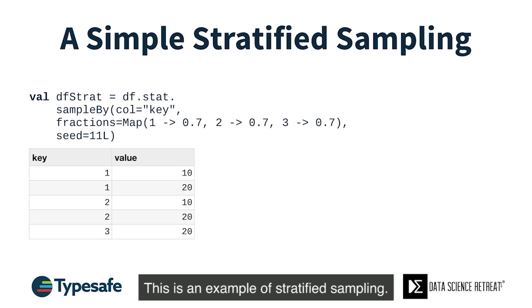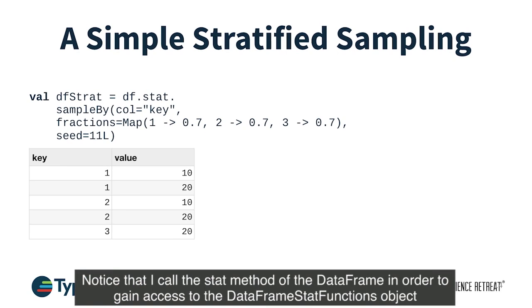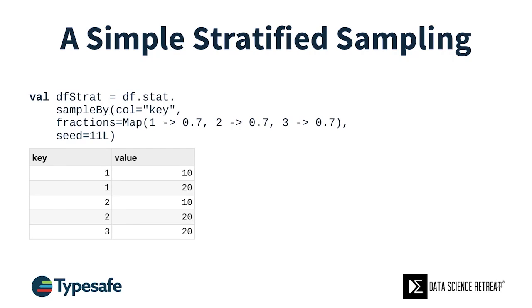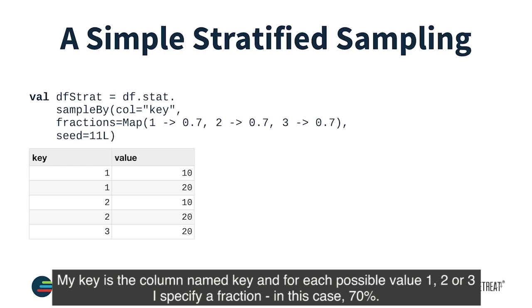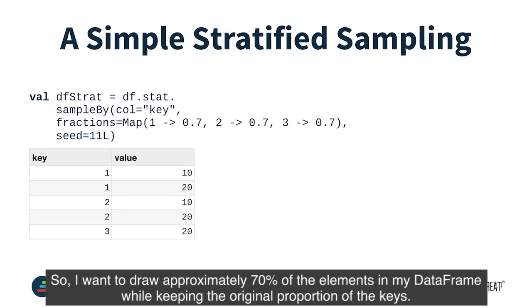This is an example of stratified sampling. Again, I use the same data frame with 7 key value pairs. Notice that I call the stat method of the data frame in order to gain access to the DataFrames stats functions object, which implements the stratified sampling procedure. My key is the column named key, and for each possible value, 1, 2, or 3, I specify a fraction, in this case 70%. So I want to draw approximately 70% of the elements in my data frame while keeping the original proportion of the keys.